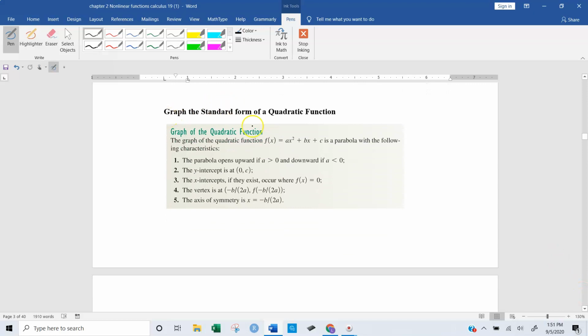All right, just a few reminders. This is the leading term. It tells us how the parabola opens. If A is positive, it's up. If A is negative, it's down.